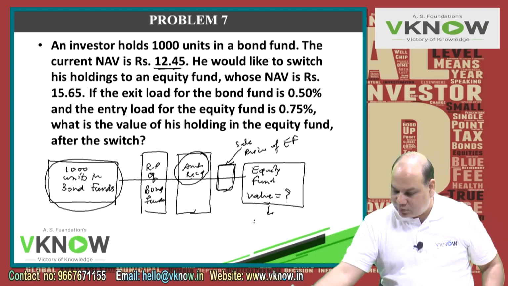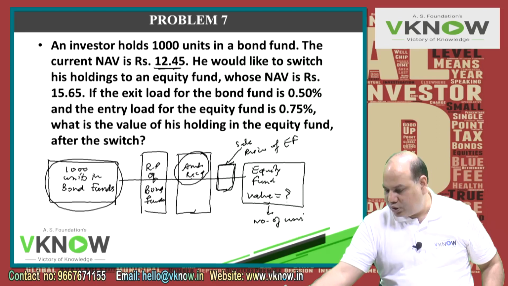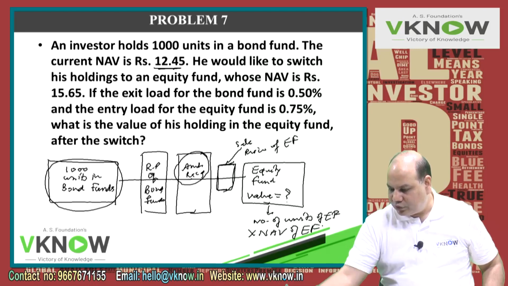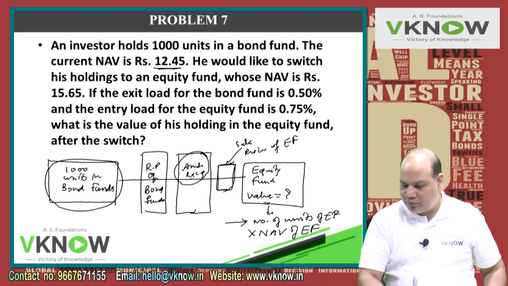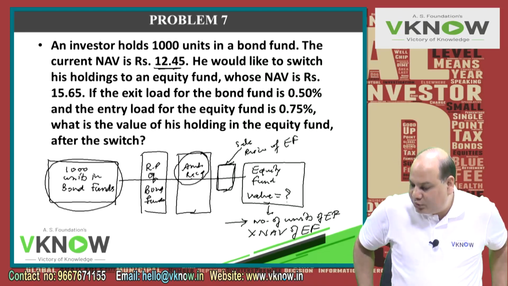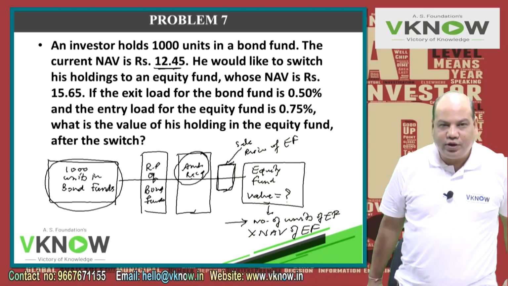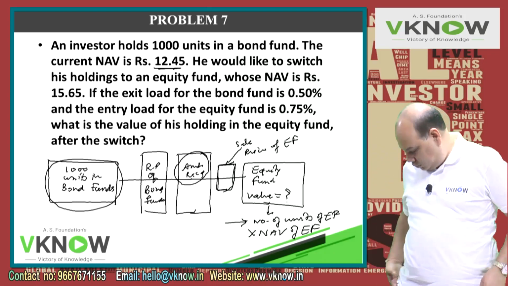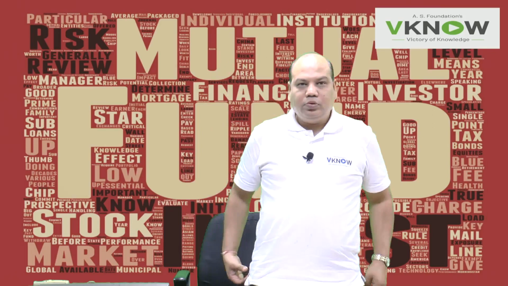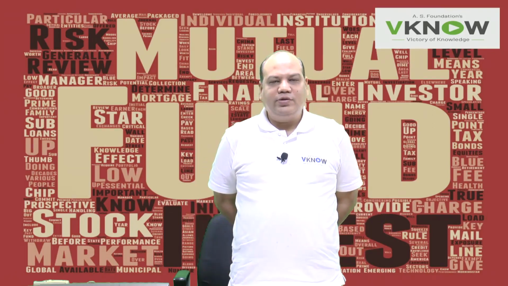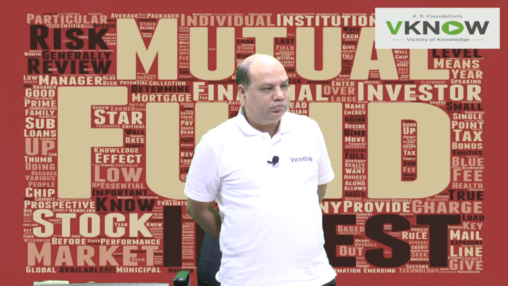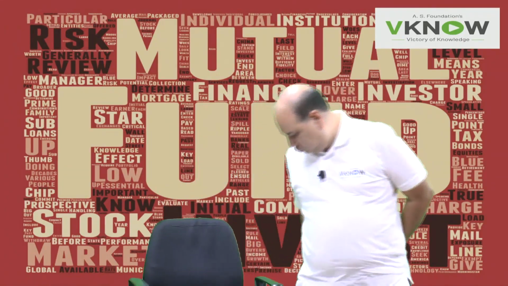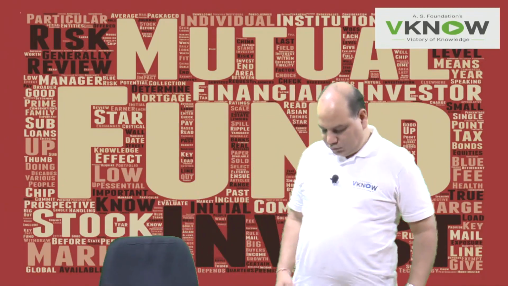So basically your answer will be number of units of equity fund into NAV of equity fund, and you have to now find out what is the number of units of equity fund. If you can find that, then you will be able to get the answer right. So please try yourself. I'll give you 10 seconds to try. So try, see if you can do it.